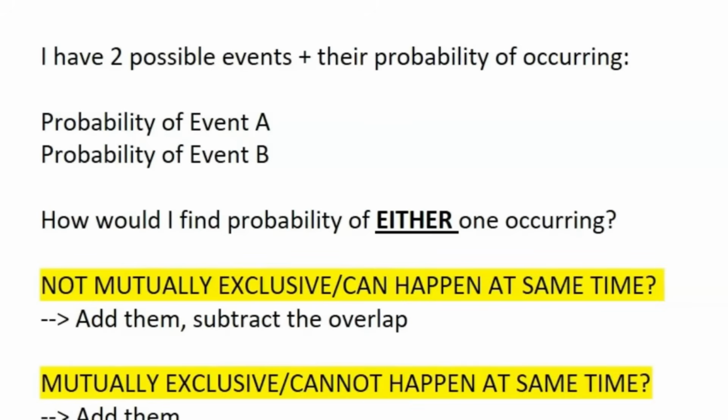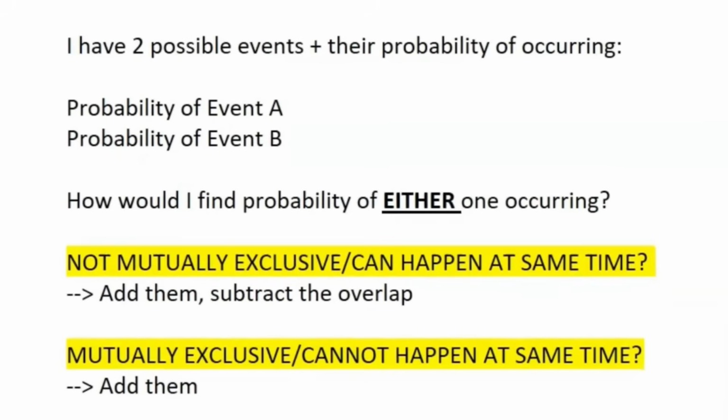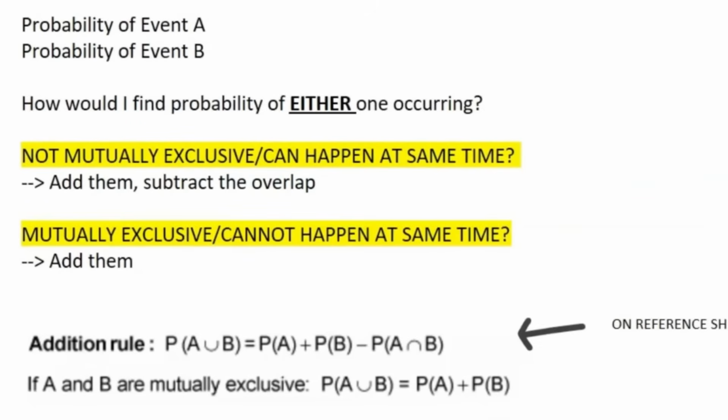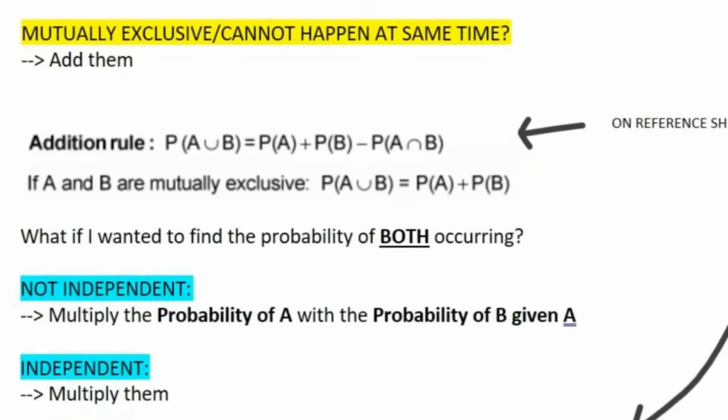So, probability rules. Let's say I have 2 possible events and their probability of occurring is probability of event A and probability of event B. How would I find the probability of either one occurring? It doesn't matter if it's probability of A happening or probability of B happening. If these 2 events were not mutually exclusive, or if both of these events could happen at the same time, I would add the probabilities and then subtract the overlap. If they were mutually exclusive, or they cannot happen at the same time, I would simply add their probabilities. And these equations are on the reference sheet. The top one is not the mutually exclusive one, so just make sure you remember that.